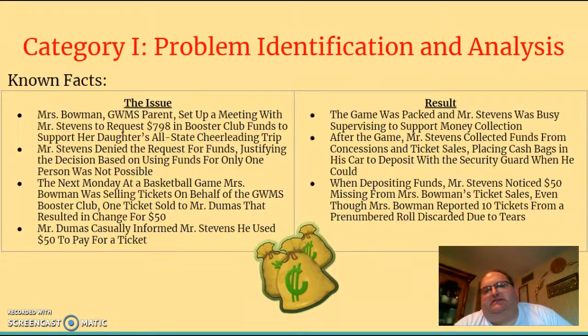And then when he deposited the funds, he found that the concession stand funds matched the inventory paperwork. But in the ticket sales, there was a $50 discrepancy between the ticket sales and the monies found within the cash bag, because in her report, Mrs. Bowman did note that there were 10 tickets that were destroyed because they were torn.